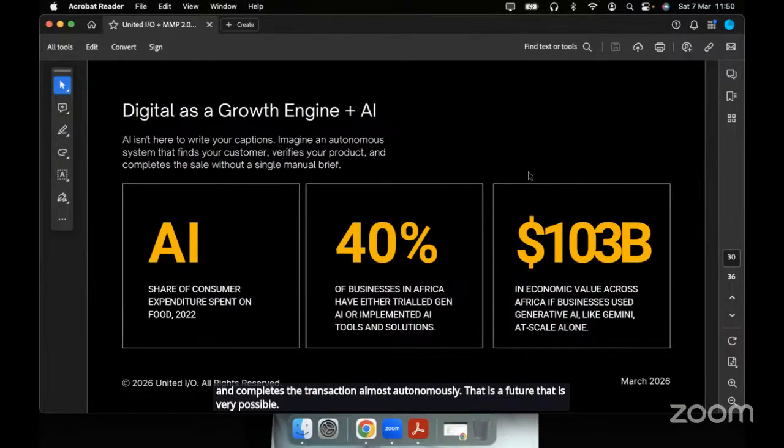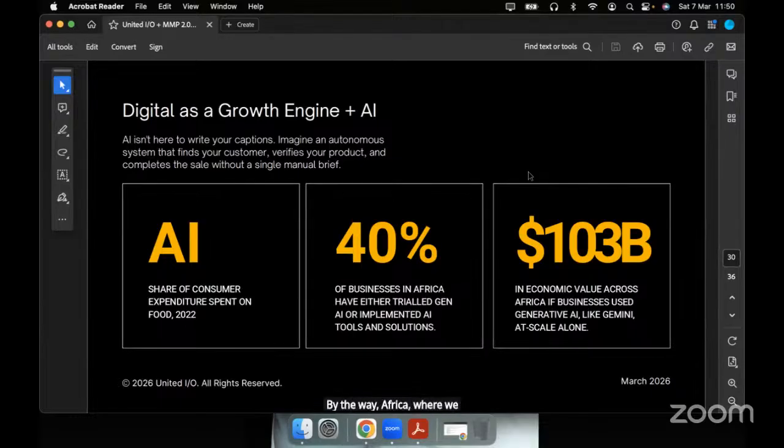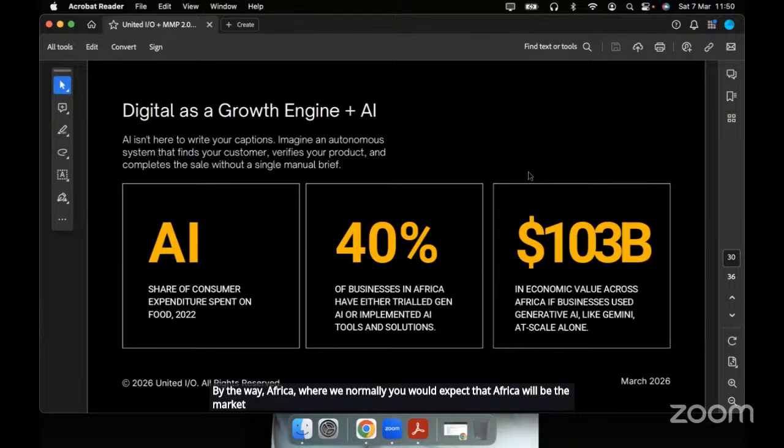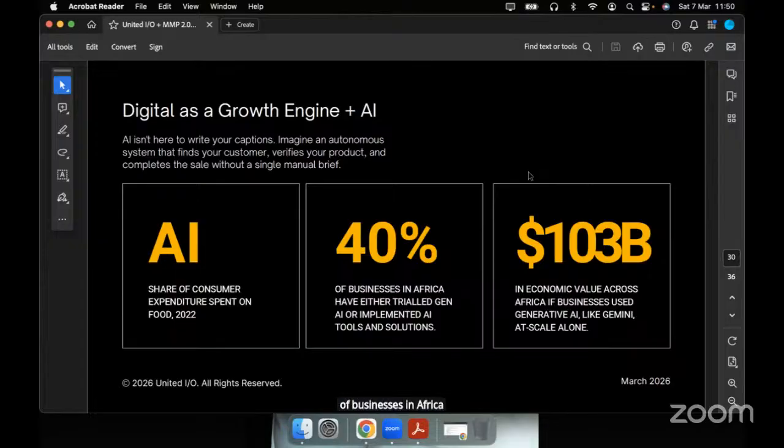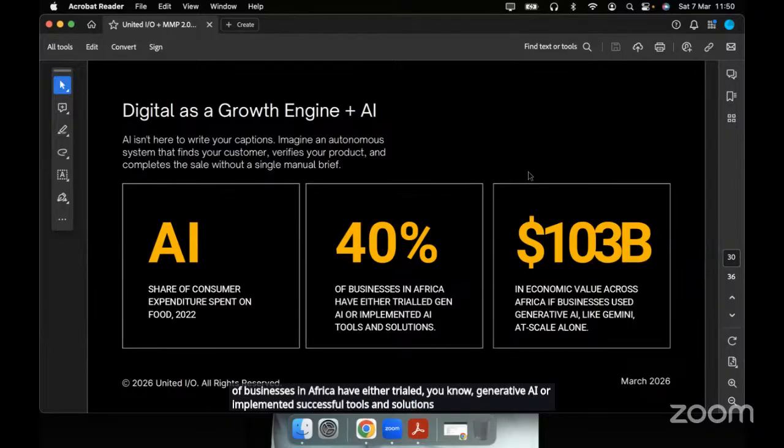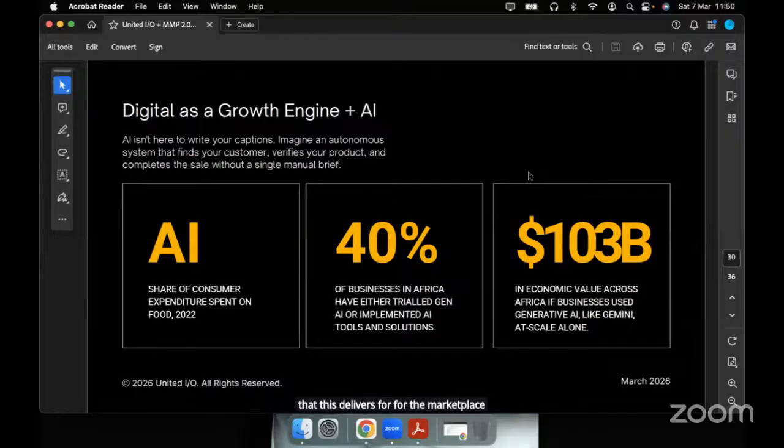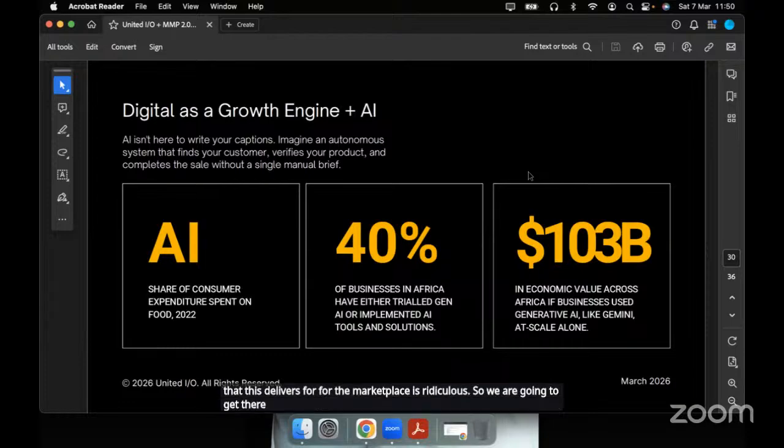By the way, Africa, where you would normally expect that Africa will be the market to at least catch up, but what the numbers are saying about the adoption of AI on the continent is very different. 40% of businesses in Africa have either trialed generative AI or implemented successful tools and solutions within their business. That over-indexes compared to every other region. I think that even in terms of the economic value that this delivers for the marketplace is ridiculous. So we are going to get there, and we have to start thinking about the role that AI will play as we build these growth engines going forward.